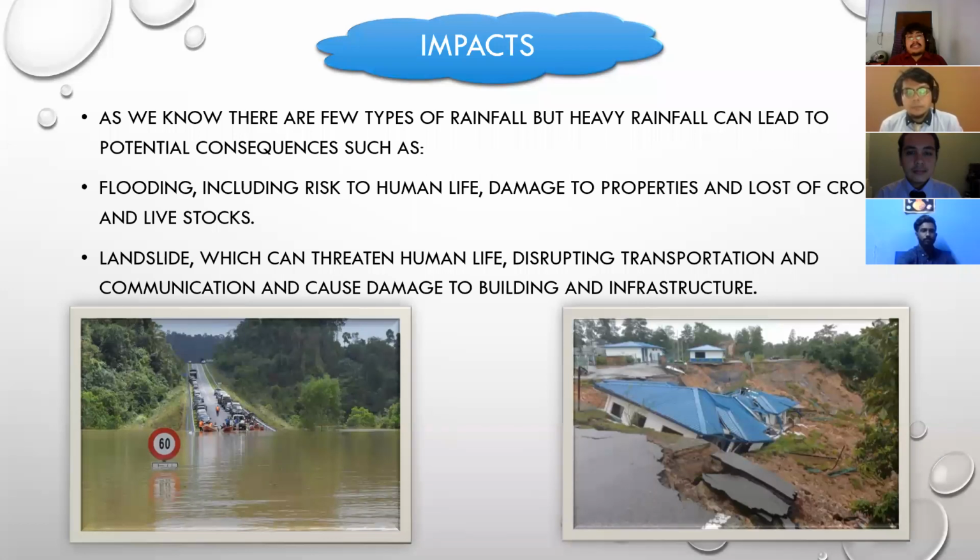Okay, now the impact, the consequences that will occur from the rain. As we know, there are a few types of rainfall, but heavy rains can lead to potential consequences such as flooding, including risk to human life, damage to properties, and loss of crops and livestock. Landslides can threaten human life, disrupt transportation and communication, and cause damage to buildings and infrastructure.